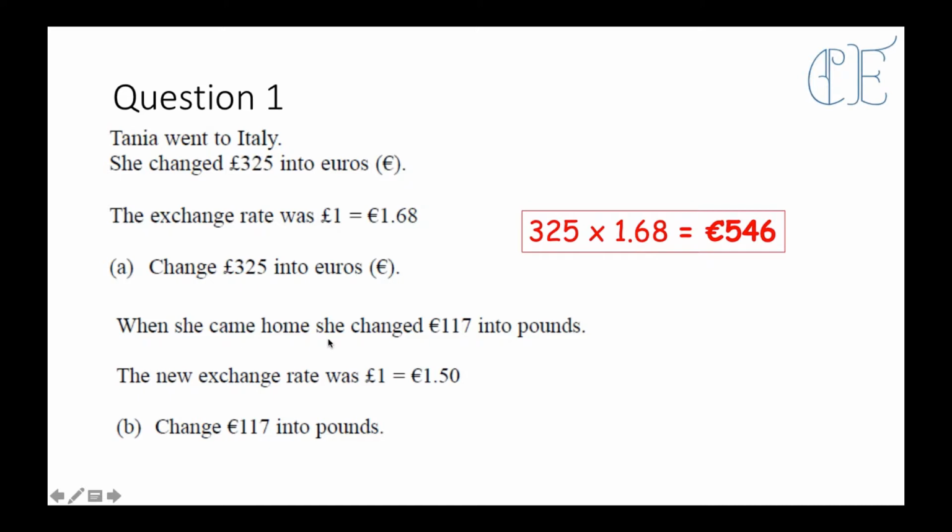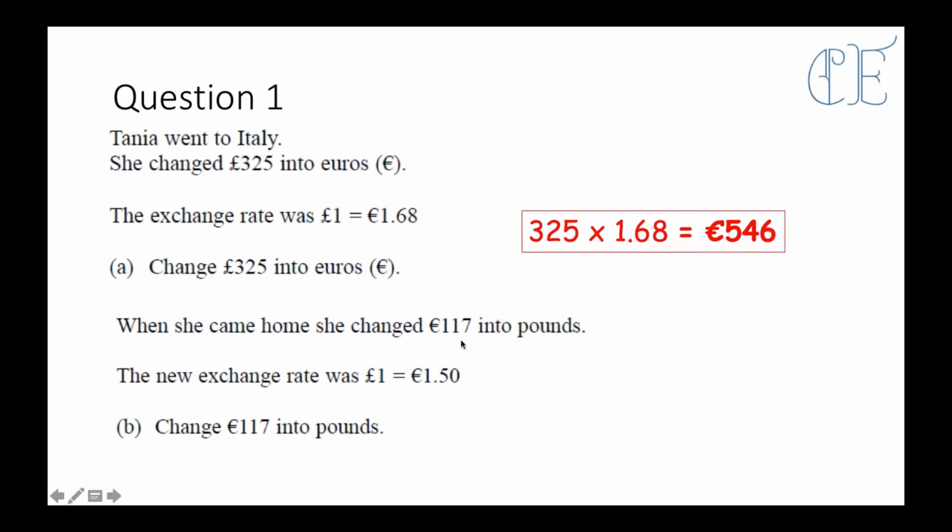When she came back home, she changed 117 euros into pounds. The new exchange rate was £1 equals €1.50. Now remember, when we're going from pounds, we go this way, but in this case, we're going from euros, so we need to go this way.